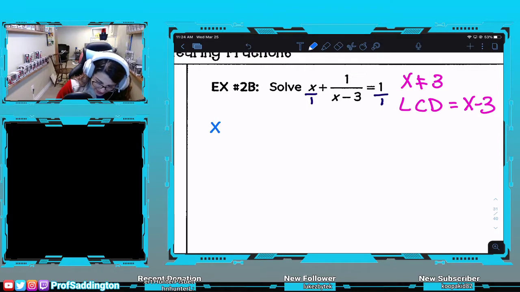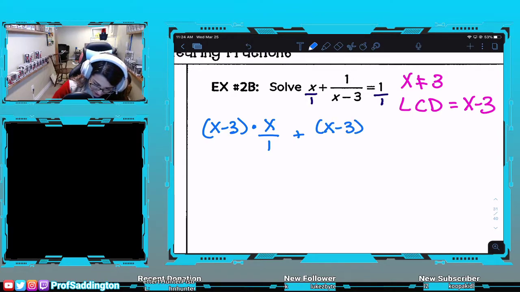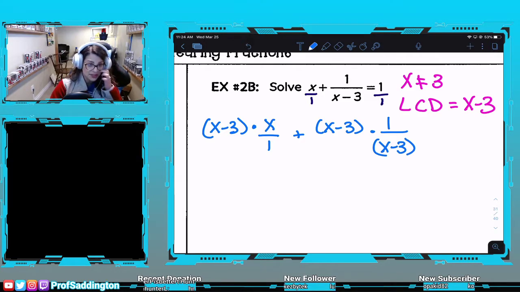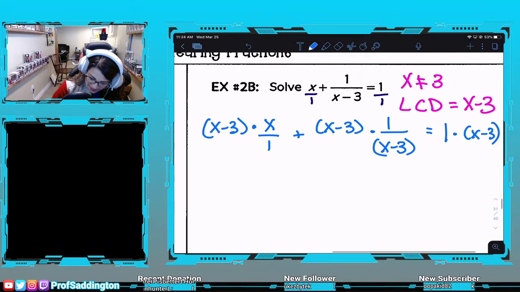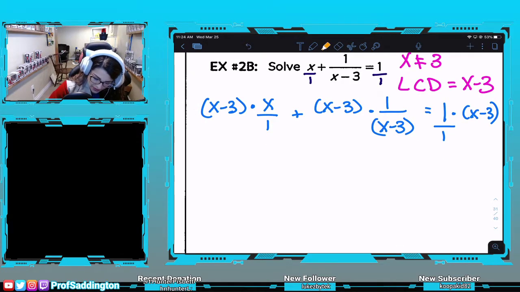So I have x minus 3. And I'm going to put it in parentheses so we know that we're multiplying the entire quantity by that piece times x. Plus x minus 3 times 1 over x minus 3, and I can put that in parentheses if it makes your heart happy, equals 1 times x minus 3. I can put it over 1 to be consistent with what I was doing. And then we can see we've got some cancellations out here.